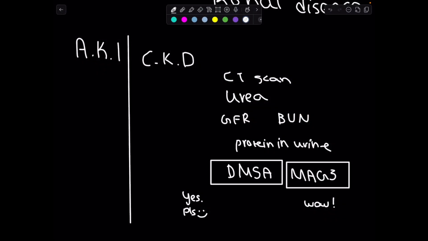So, okay, let's continue. Okay, got that. Why is one called acute kidney injury and the other one is called chronic kidney disease? Why disease and injury? Why this difference?